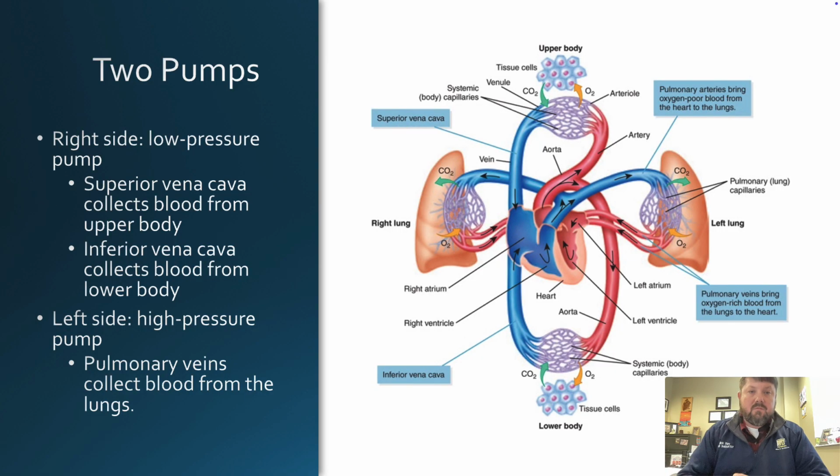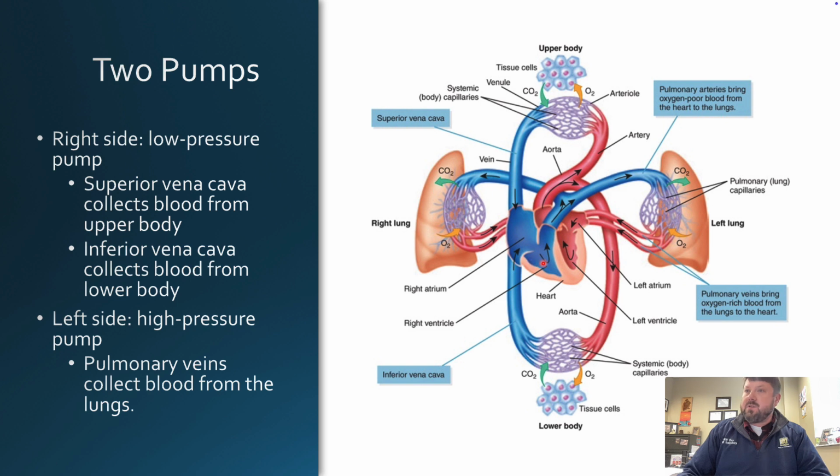So the right side receives deoxygenated blood from the systemic vasculature. The superior vena cava collects blood from the upper body. The inferior vena cava collects blood from the lower body, and it drains back into the right atria. The right atria then releases the blood into the ventricle. The right ventricle, and you'll notice on an anatomical model, and you can even notice in this small picture here, that the right ventricle is comprised of much less myocardial tissue than the left ventricle is.